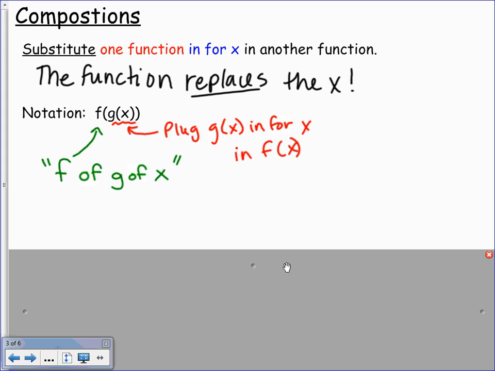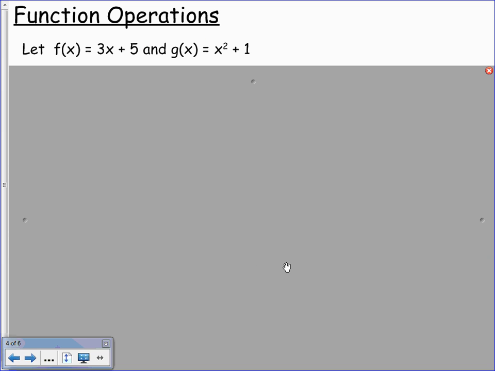So I'm going to give you two functions, and we're going to do some function compositions. If you could just real quickly write these two functions down. They're similar to the ones that we did yesterday, but I have a sign change in g of x. We're going to let f of x be 3x plus 5. We're going to let g of x be x squared plus 1. And we're going to try some different compositions.